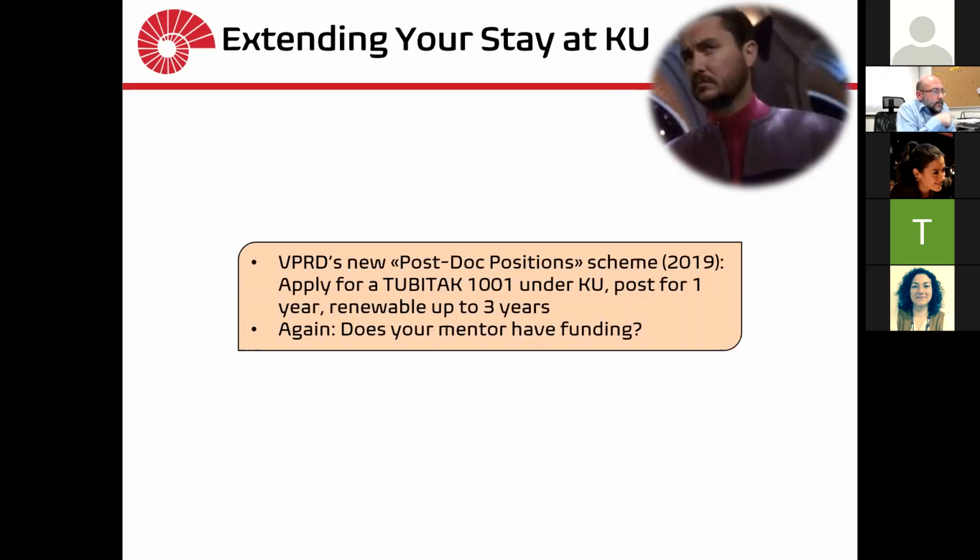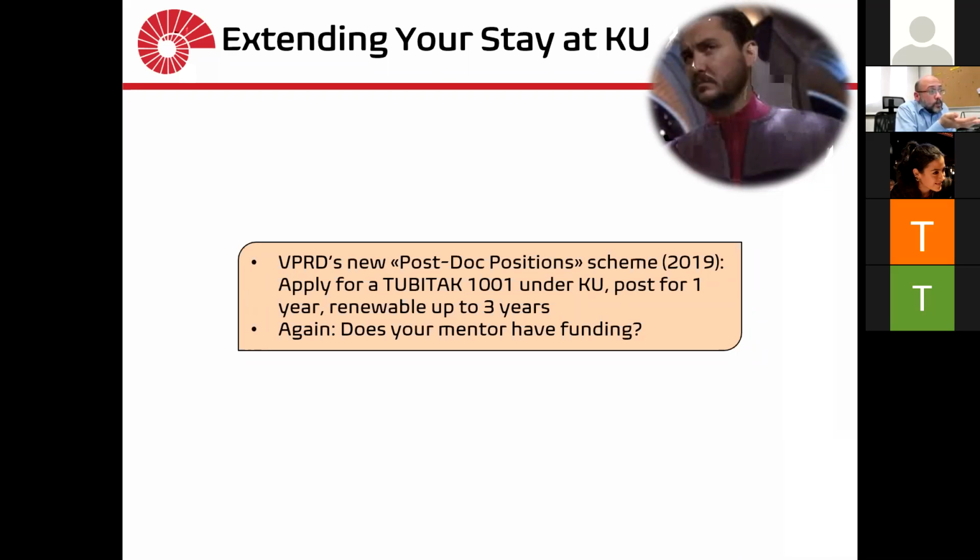But the previous scheme was that you are a fresh PhD from a graduate school here at Koç University, and you can apply if you agree to apply as a principal investigator, because once you have your PhD degree, you can be a principal investigator under a TÜBİTAK 1001 project. So you apply for a 1001 at Koç University. So you get a post for at least 1 year. And if you get the TÜBİTAK grant, it can be renewable up to 3 years.